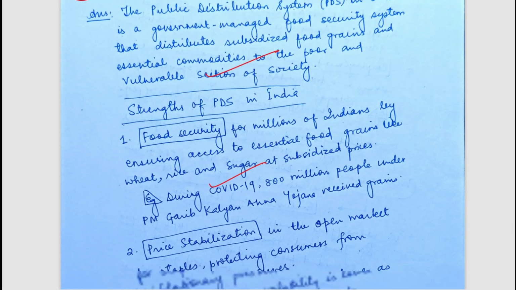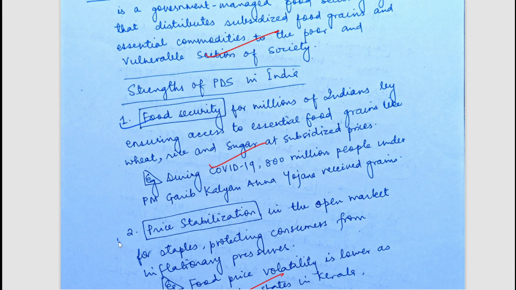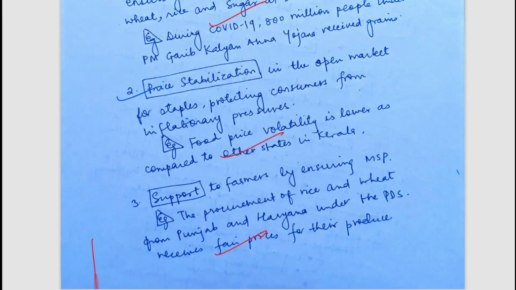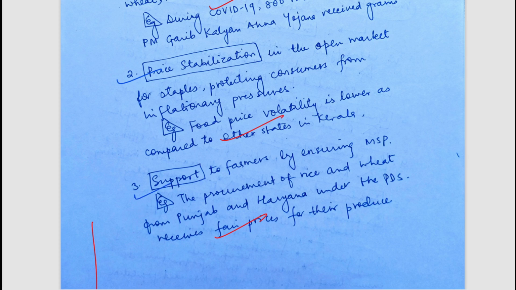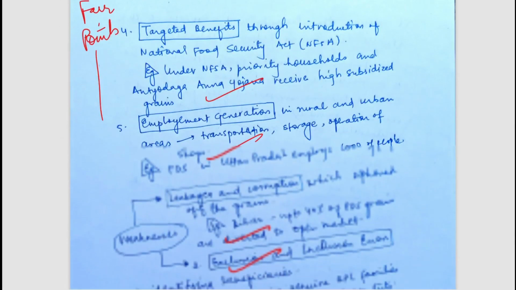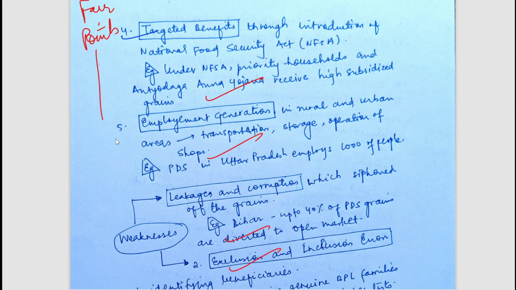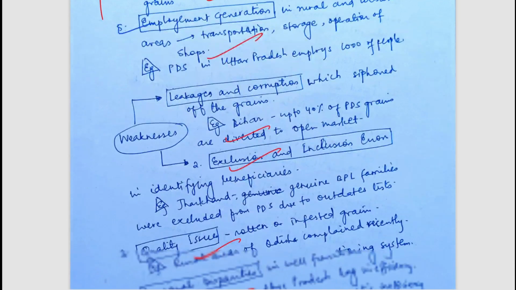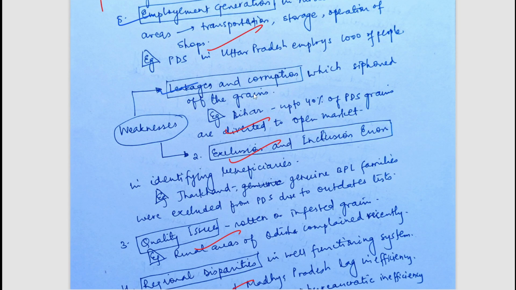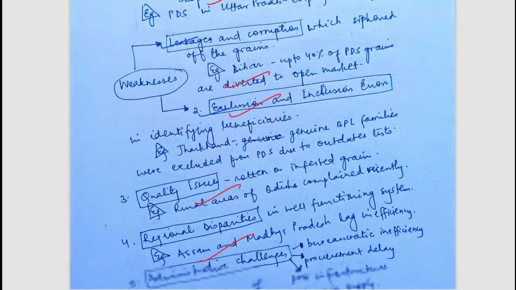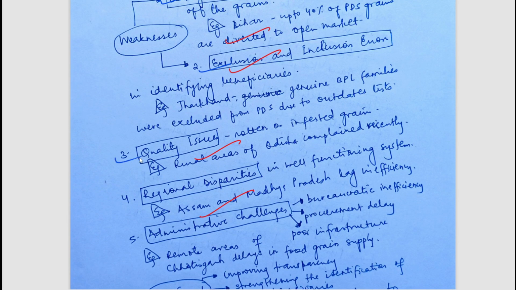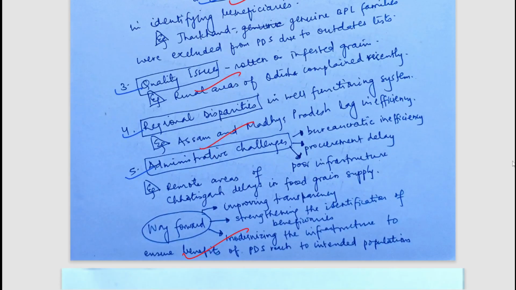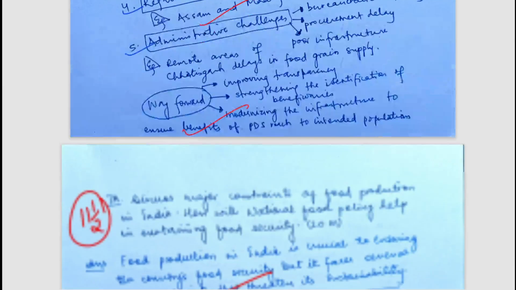Now, what are its strengths? Obviously, it leads to food security. It leads to price stabilization. It supports the farmers by ensuring MSP. It helps in targeted delivery of benefits. Employment generation is there. Weaknesses have also been mentioned, such as leakages and corruption, exclusion and inclusion errors, quality issues, regional disparities, and administrative challenges. So it's a well-written answer, and you can see the way forward has also been mentioned. Now, let's move to the next question.